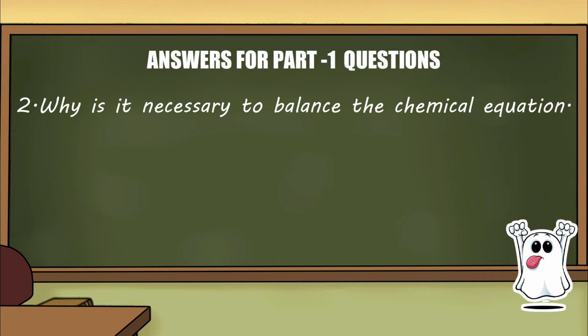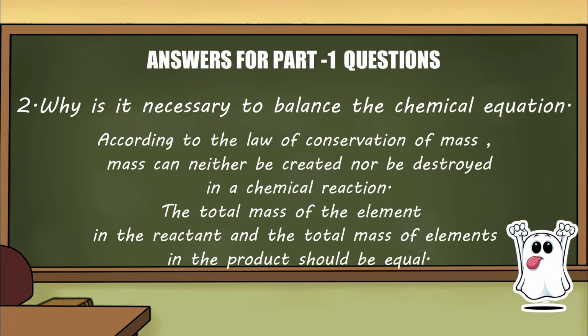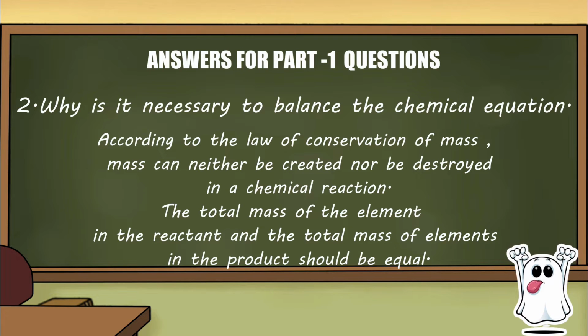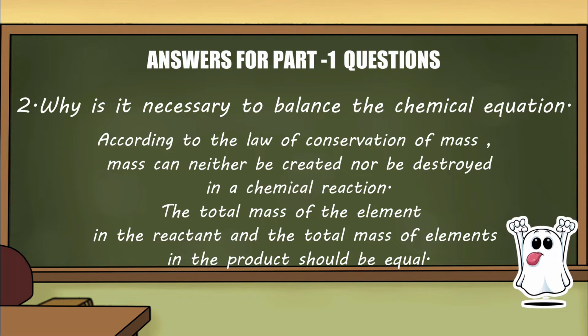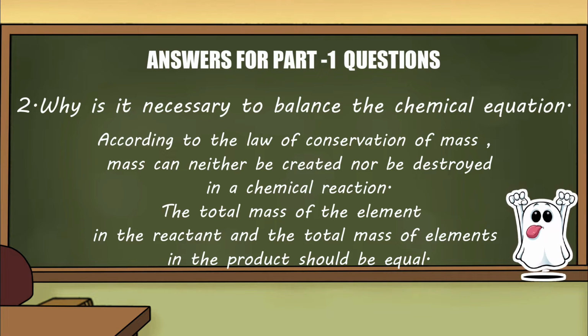Second question. Why is it necessary to balance the chemical equations? Answer is, according to the law of conservation of mass, mass can neither be created nor be destroyed in a chemical reaction. The total mass of the element in a reactant and the total mass of the elements in the product should be equal.